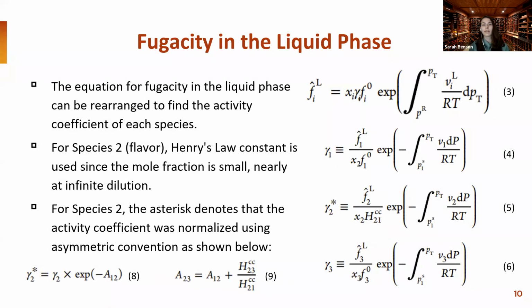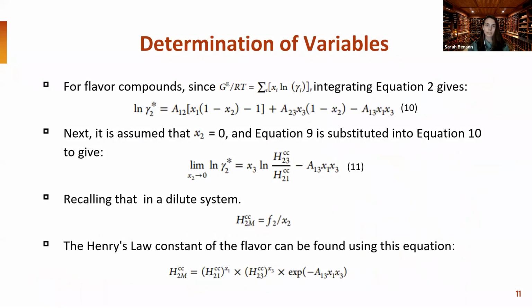So the way that the Henry's solubility constant and the gamma values are related is through the fugacity. We see the expressions as follows, where the fugacity of the liquid phase is equal to the mole fraction, gamma, reference fugacity, and the Poynting factor. And then we see that for species 2, Henry's constant is used because it is at infinite dilution and is related using a symmetric convention as shown by equations 8 and 9. And then to relate this, the values are compared and combined to create equation 10.